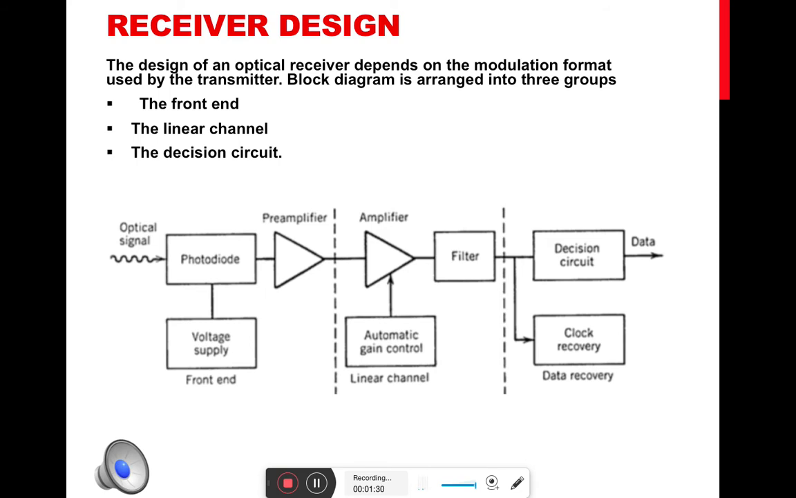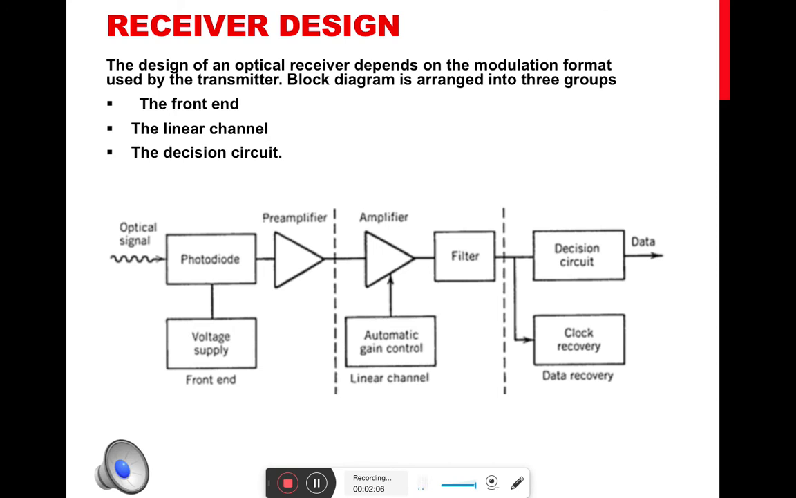And the next is the linear channel. The linear channel has an amplifier, automatic gain control and a filter. The function of the amplifier is to further boost the signal, and automatic gain control, as you all learned in analog communication, is a continuous feedback system which controls the gain of the system depending upon the input. So it is a feedback loop. The filter does the filtering process, so only the allowed signal is passed and all the unwanted signals and noises are filtered out.